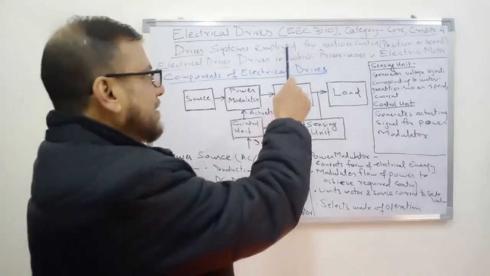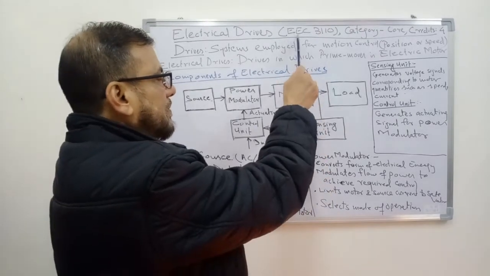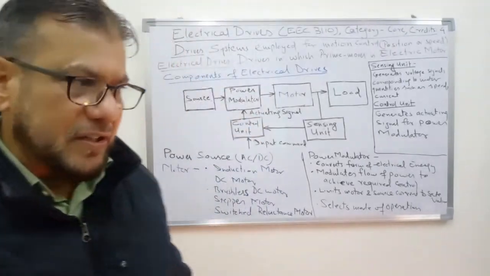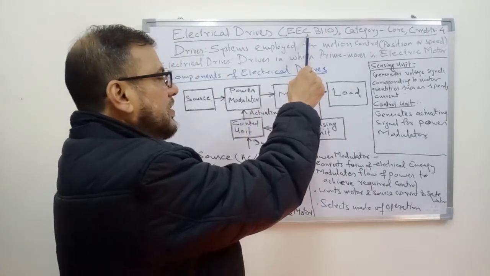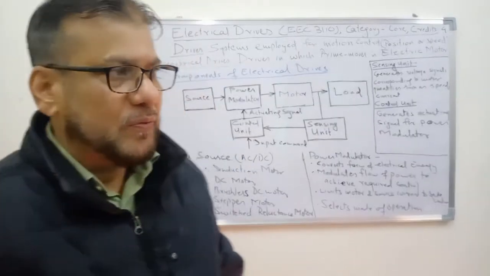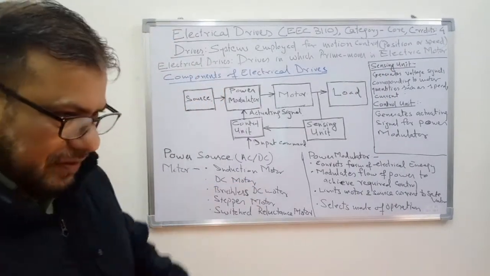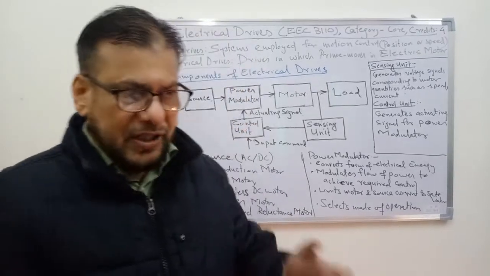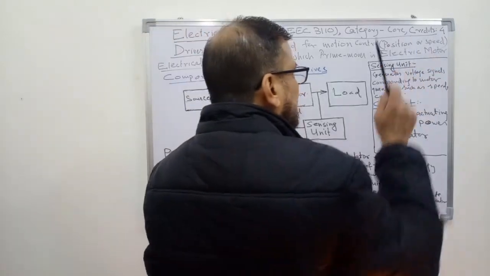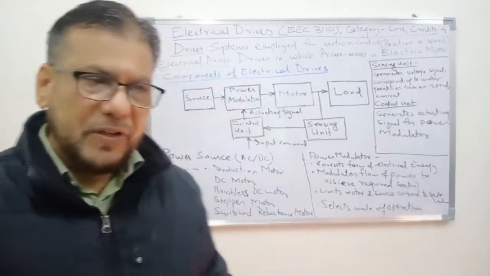First, let me explain the meaning of these symbols here. The first two letters here, EE, means it is the course offered by Department of Electrical Engineering. Then C means it is the departmental core category course. So the course category is departmental core. That is, it is a compulsory course for each electrical engineering student. It is a 4 credit course. This means that you will have 4 periods per week for this course.